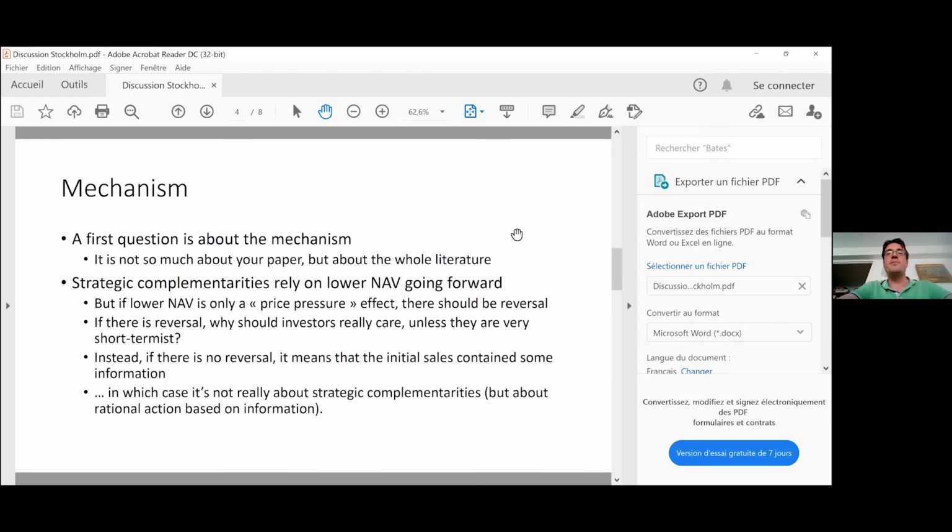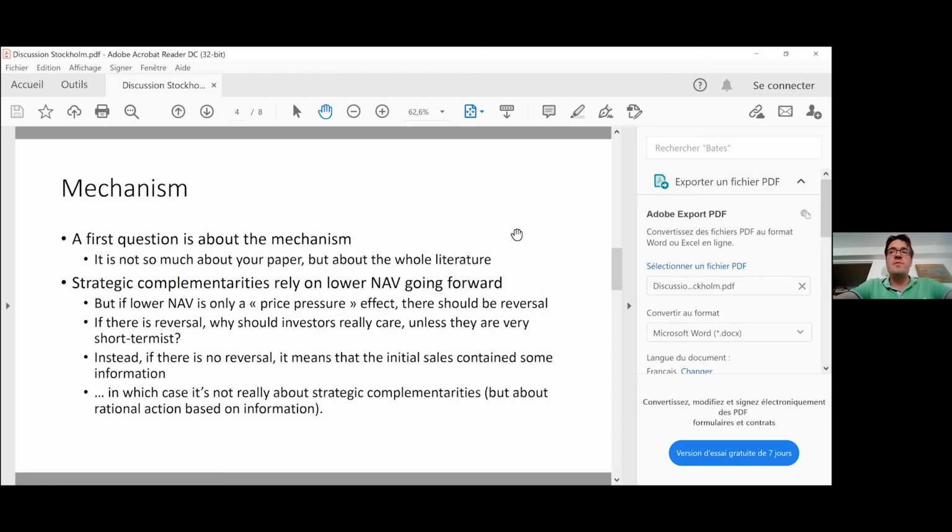But actually, when you think about it, it's not so obvious that the story is like that. Because of course, if there are asset sales tomorrow or in 2 days, perhaps there will be some price pressure and perhaps the price will go down. But if it's pure price pressure, then there should be a reversal. Okay? And if there is a reversal, then it's not so clear that many investors care about that. Because maybe the price goes down, but if it reverts in a few more days, and the horizon of investors is slightly longer than those few days, then they should not really care. Unless they are very short-termist. Okay?